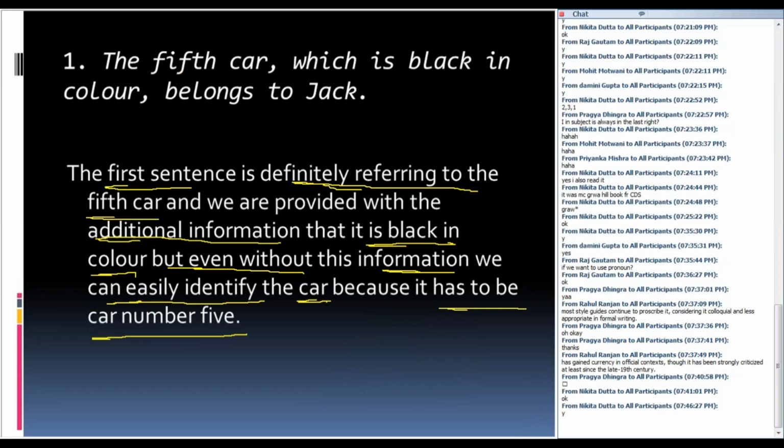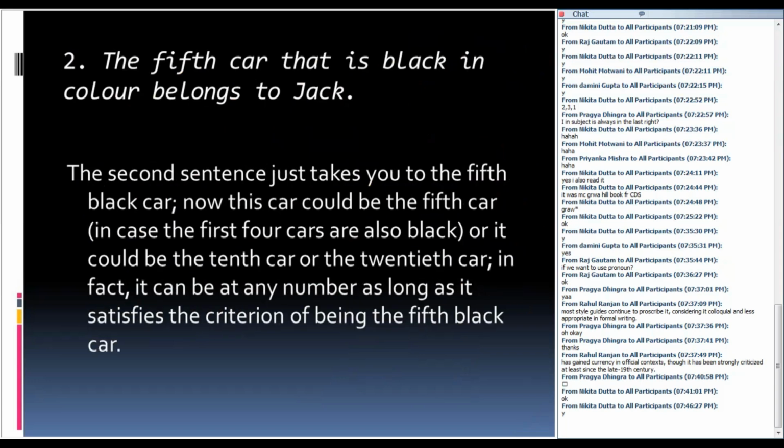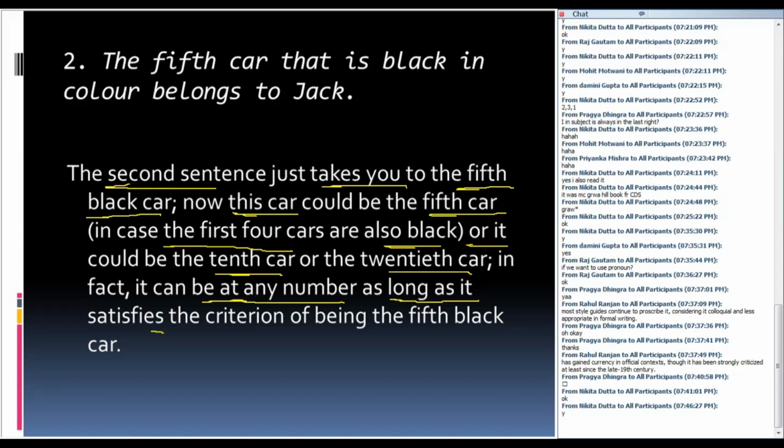Whereas when you look at sentence number 2, the second sentence takes you to the fifth black car. Now this car can be the fifth car in case all the first 4 cars are also black. Or it can be the 10th car or the 20th car. In fact, it can be at any number as long as it satisfies the criterion of being the fifth black car.